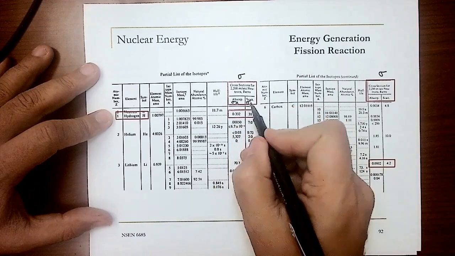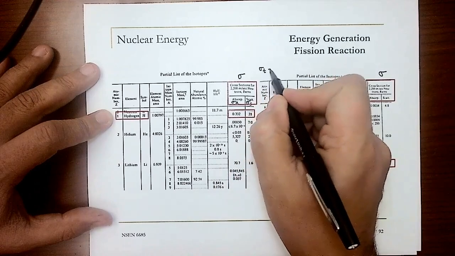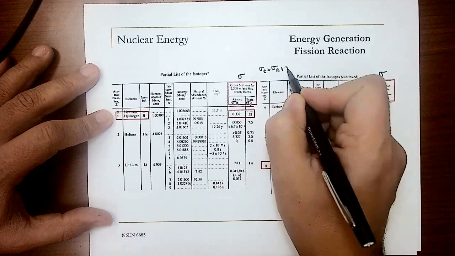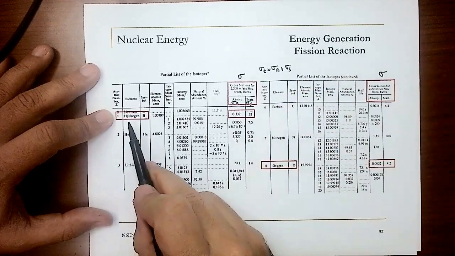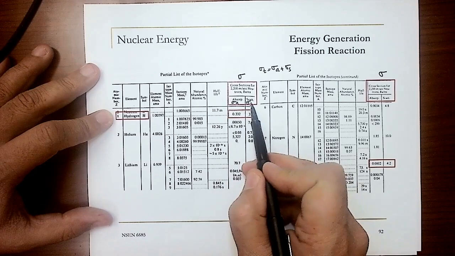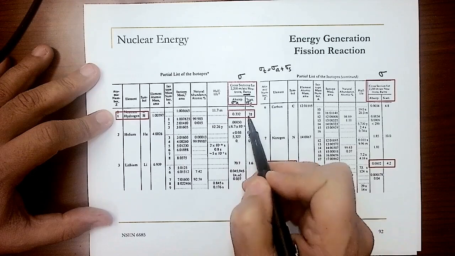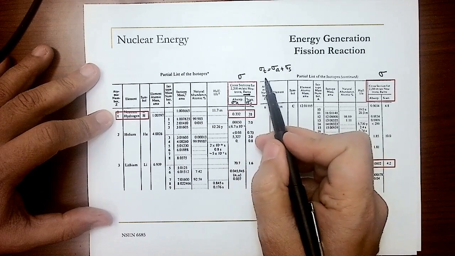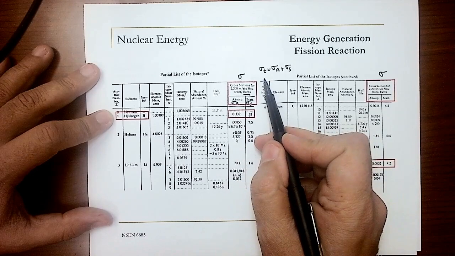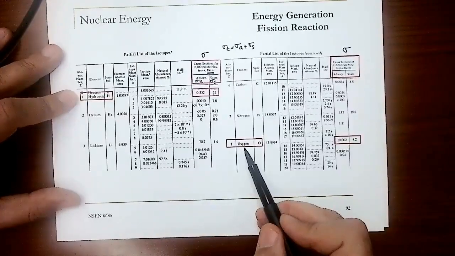And I know that if I add up these two, it will give me sigma total. So sigma total is sigma absorption plus sigma scattering. For example, for hydrogen, sigma absorption is 0.332, sigma scattering is 38, and the unit is barn. So I will add up these two numbers and I can get the total microscopic cross-section for hydrogen.